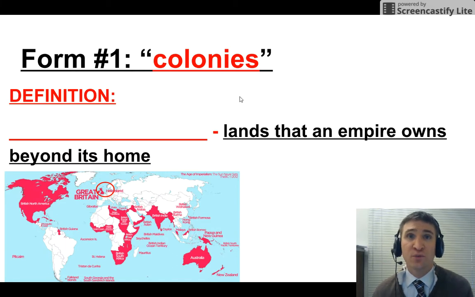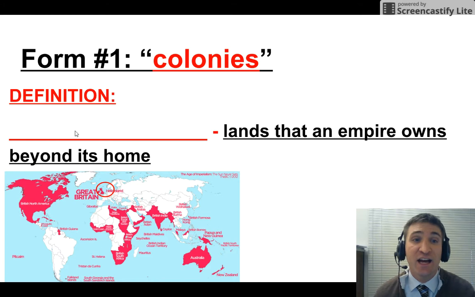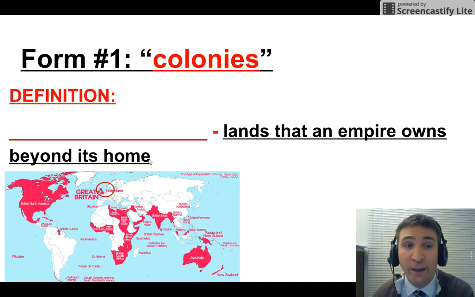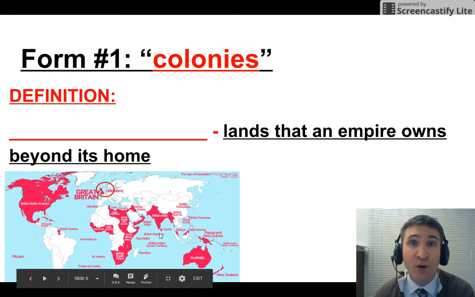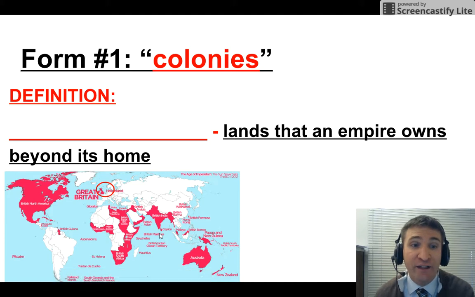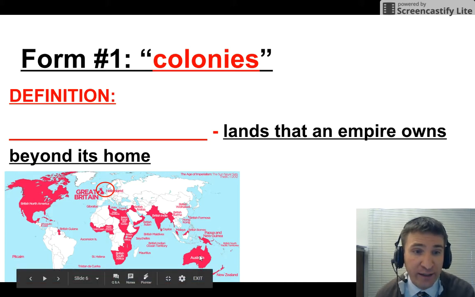Form number 1, colonies. Let's define it. Colonies are lands that an empire owns beyond its home. And this map shows Britain in red. I circled where Britain is, and all of the red countries here were owned by Britain at one time, including India, Australia, Egypt and Sudan. These are British colonies. Let's not forget the US.